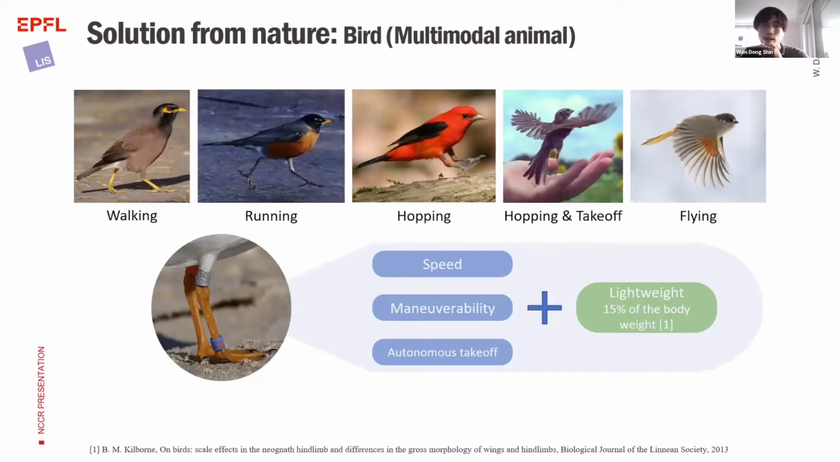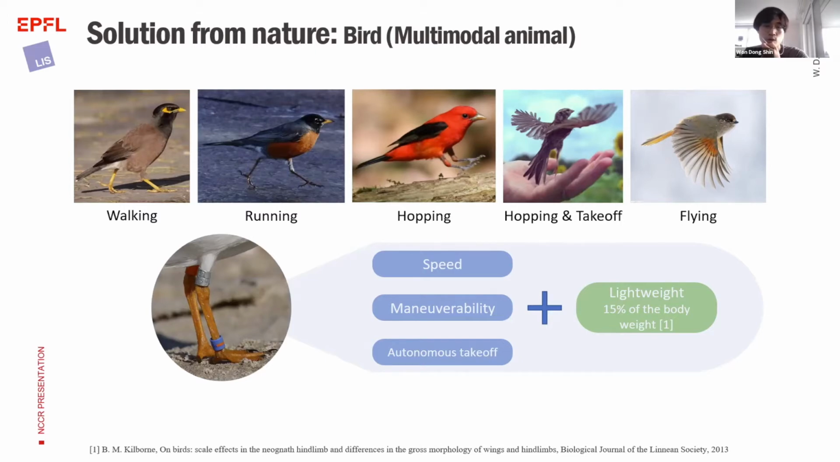And we can find a good example from nature. The birds can walk, run, hop, and can take off by using hopping, and also they can fly. So we're inspired by the birds, and we want to build a robot just like a bird. At this moment, we're especially interested in the leg, which provides the speed, maneuverability, and autonomous takeoff. And also, it's very light, it only takes 15% of the entire body weight.